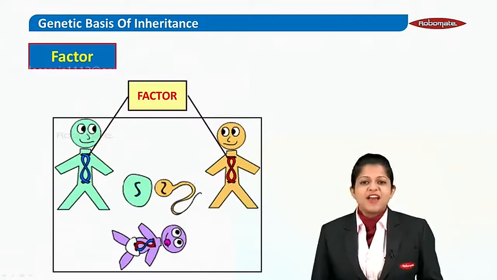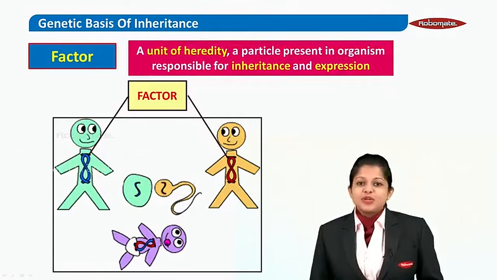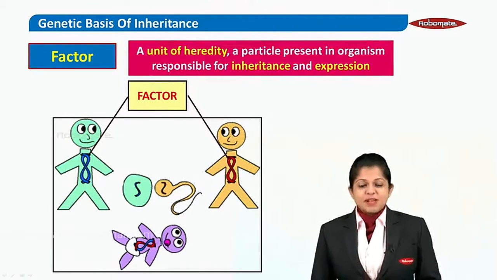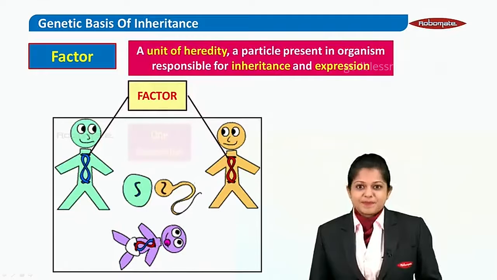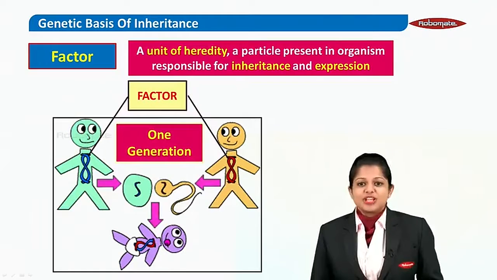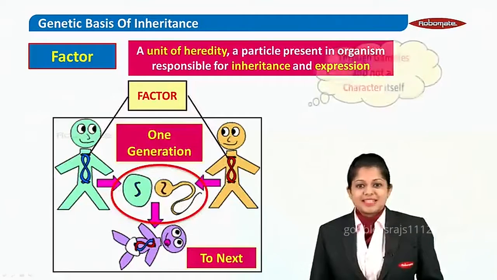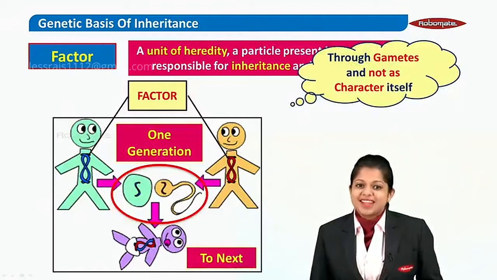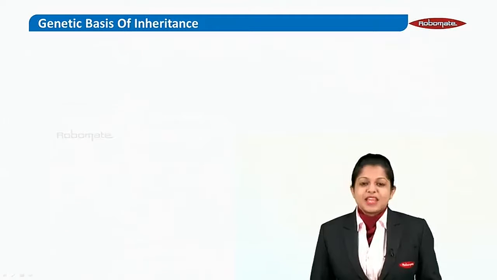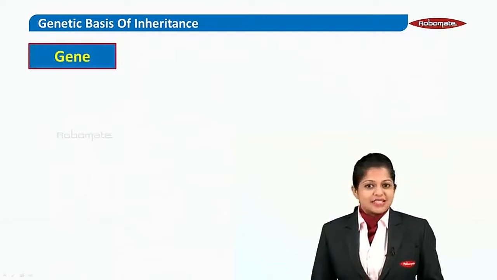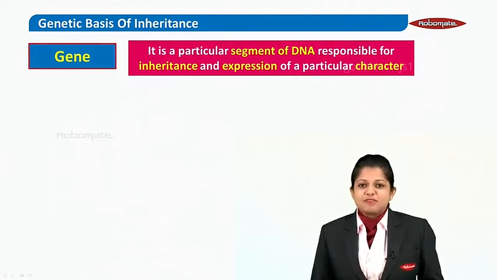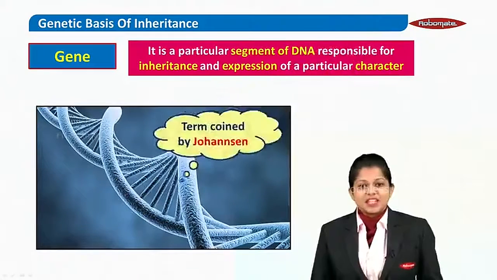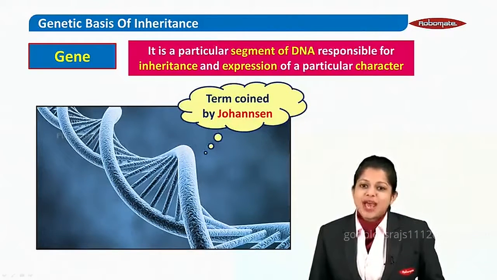Let us now see what are factors. Factor is a unit of heredity that is responsible for the inheritance and expression of certain characters. It is transmitted from one generation to the next through gametes. They cannot transfer as characters itself. These factors today are known as gene. It is a particular segment of DNA that is responsible for the inheritance and expression of a particular character. The term gene was coined by Johannsen.